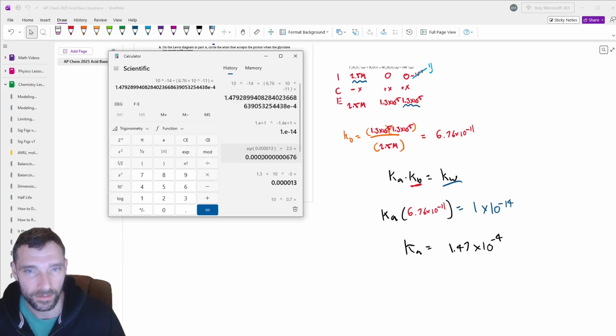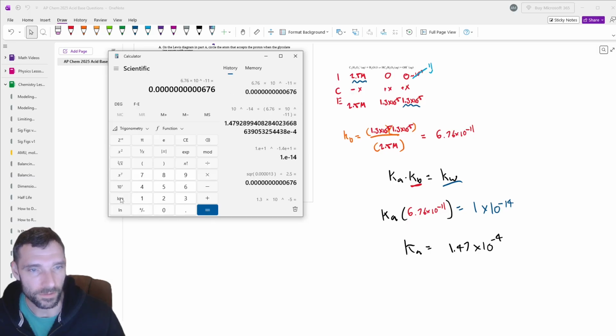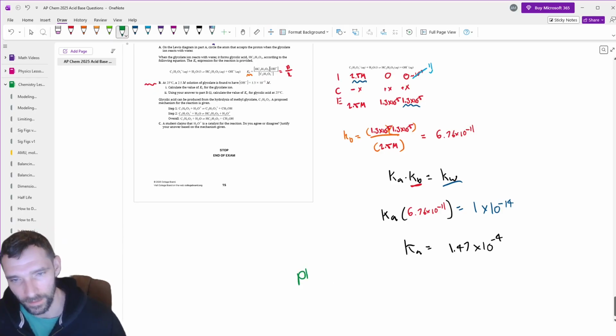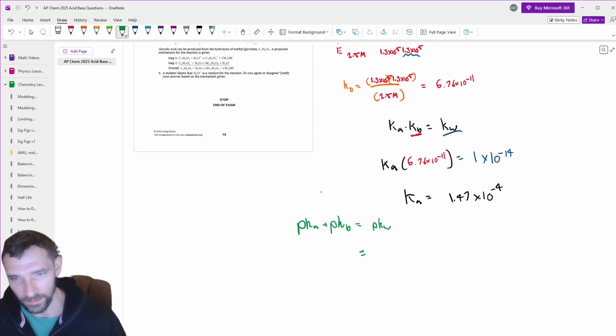You can also, just a little bit of a hack, if you will, if you've got that 6.76 times 10 up to the negative 11th power, what you can do is you can log that. And so like the pKa plus the pKb adds up to like pKw, if you will. So like these two values add up to 14.